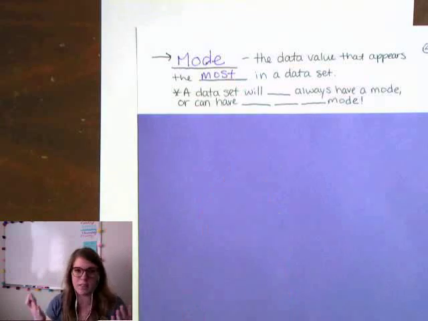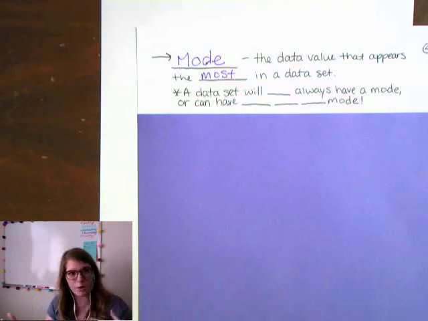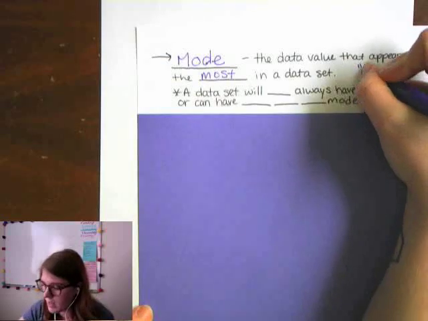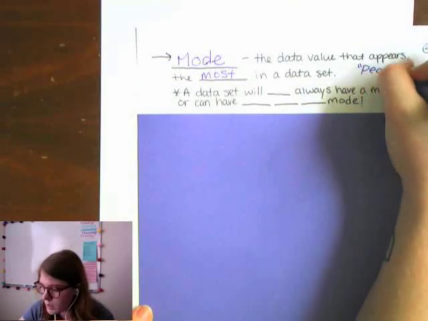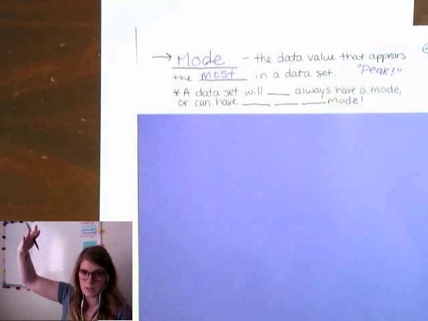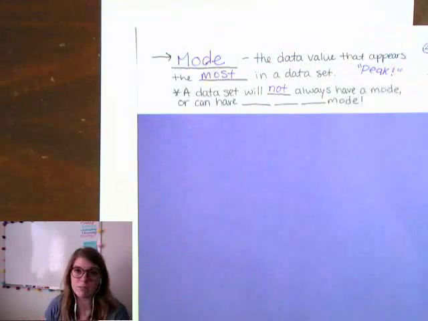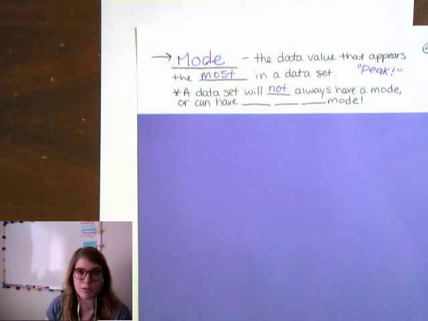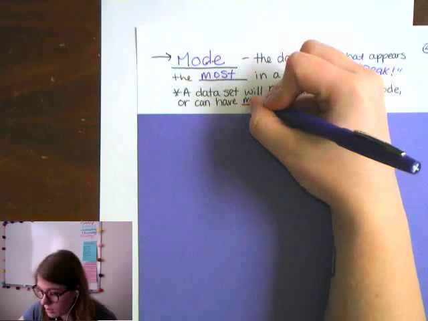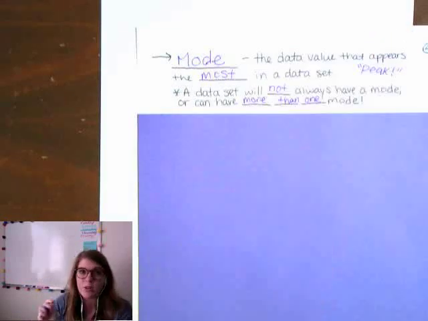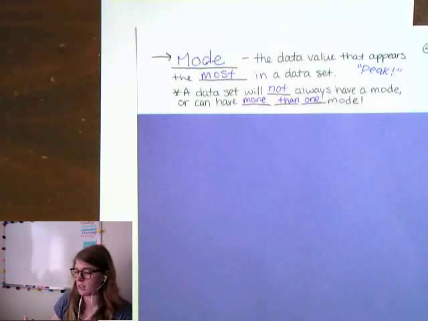So I like to think of that they sound alike, right? The mode is the most. And we kind of already talked about this one with our dot plots as far as the peak goes. So I'm going to put that there too. Which one's happening more than all the other ones? So a data set, though, will not always have a mode, right? You can have a data set where no values repeat, or you could have more than one mode. Because we're literally just looking for the data value that happens more often than the rest.